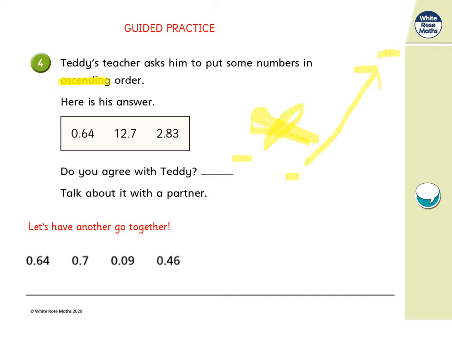Now, just a quick point then, the opposite way down. So if I was coming from the highest point to the lowest point, so the largest number to the smallest point, that would be in descending order.